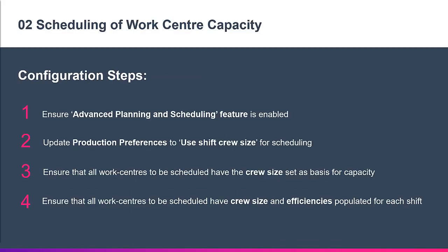In order to use the enhanced scheduling of work center capacity, we need to make sure that the advanced planning and scheduling feature is enabled, and also update the production preferences to use the shift crew size, and also ensure that all work centers we need to schedule have the basis for capacity set as crew size, as well as having the crew size and efficiencies updated for each shift.